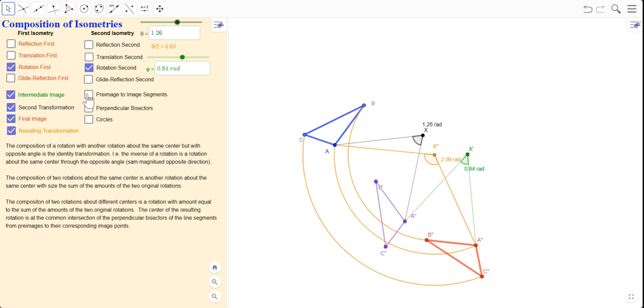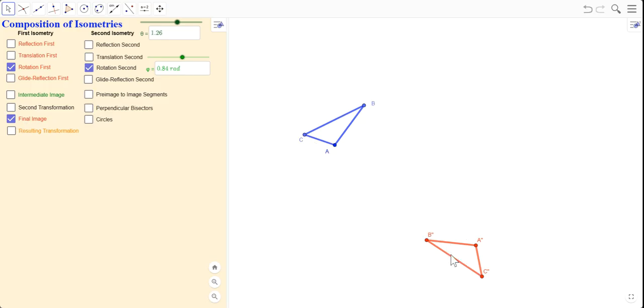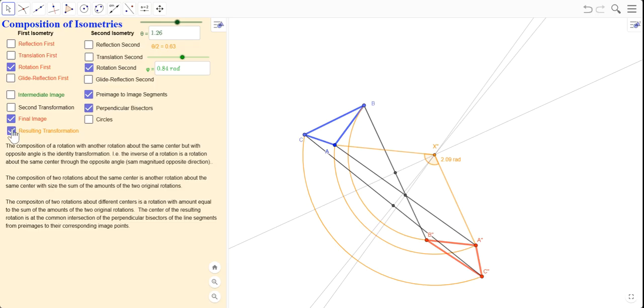How could you see that? Another way to see that is, again, connect up pre-image to image points. Let's just look at the original image and then the final image. Connect up image and pre-image points. Find the midpoints of those, not in a line. Perpendicular bisectors, though, intersect at a single point. That's going to be the center of your rotation.